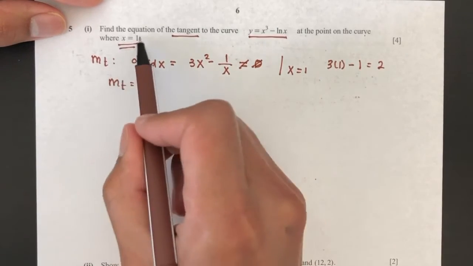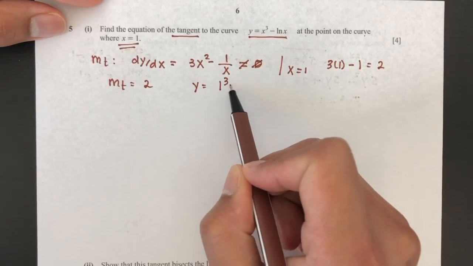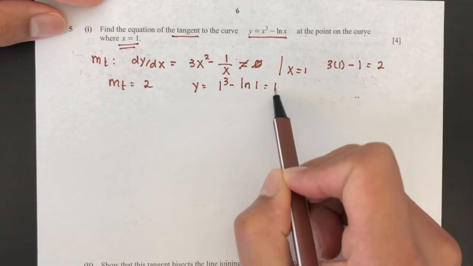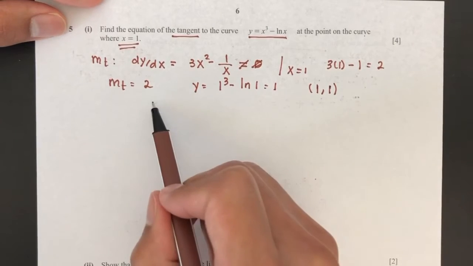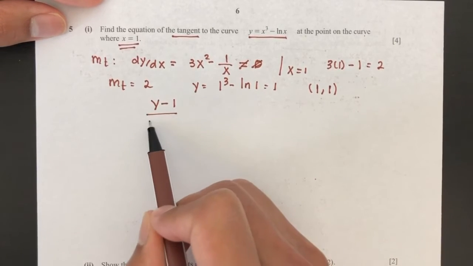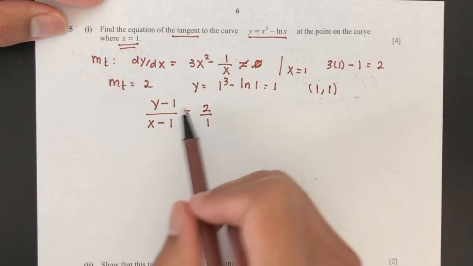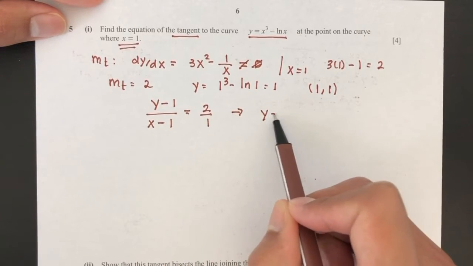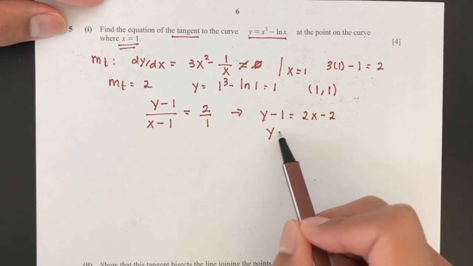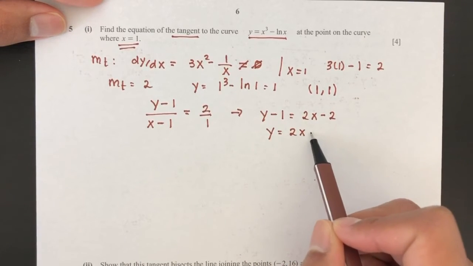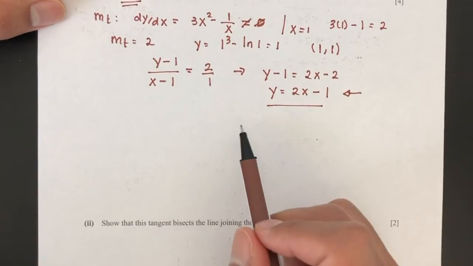Now we know the x point. What is the y point? The y point will be 1 cubed minus ln 1, which is 1. So the point is 1, 1. So y minus 1 over x minus 1 is equal to 2. To cross multiply, you will have y minus 1 is equal to 2x minus 2. So y is equal to 2x minus 1. That is your equation of your tangent for part 1.